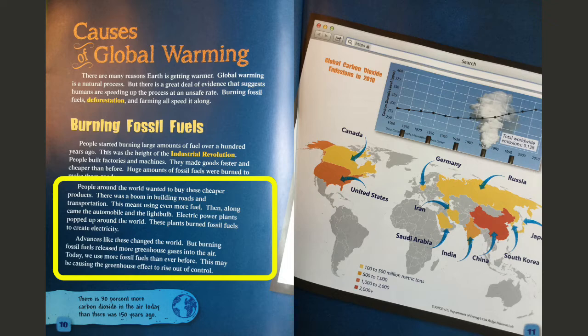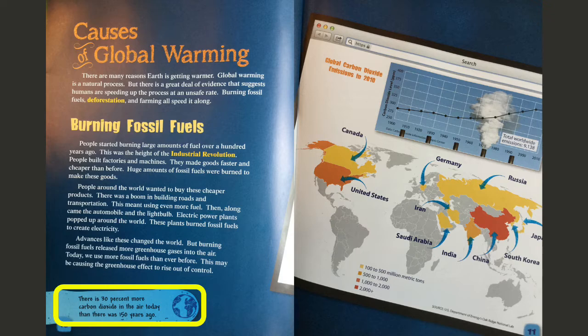Today, we use more fossil fuels than ever before. This may be causing the greenhouse effect to rise out of control. There is 30% more carbon dioxide in the air today than there was 150 years ago. On page 11, this graph and map shows the countries that release the most amount of carbon dioxide, and the graph shows how it has risen from 1900 to 2010.